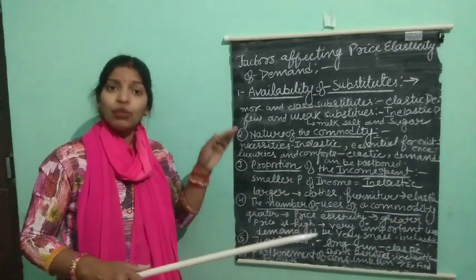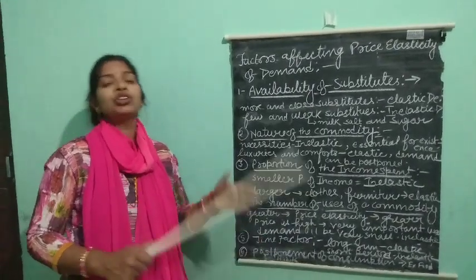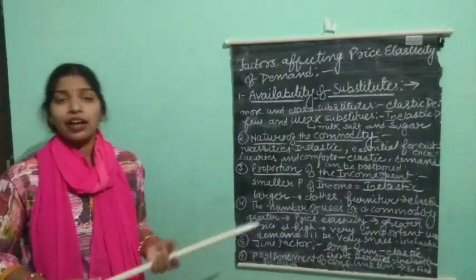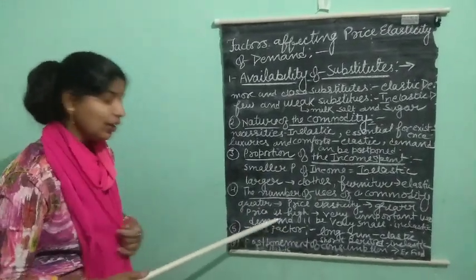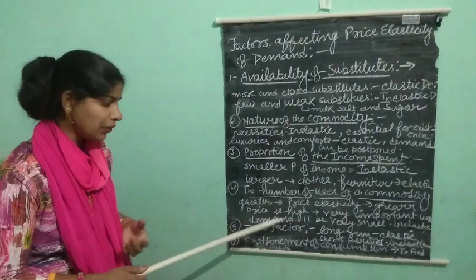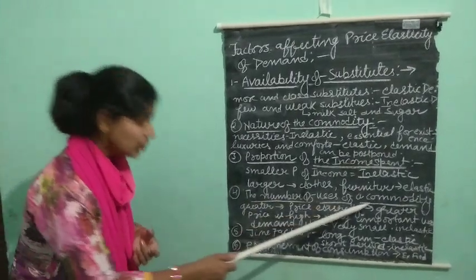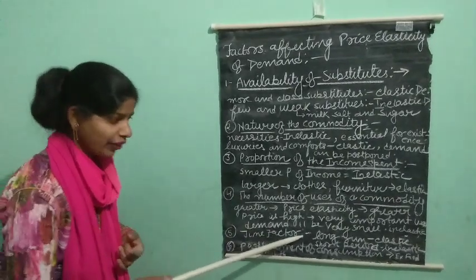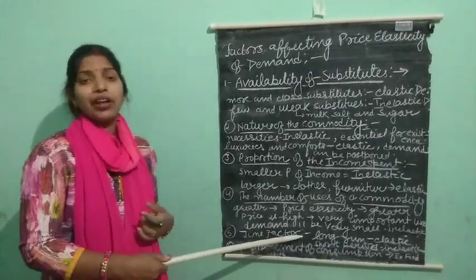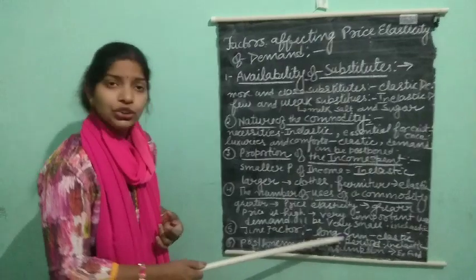And if the price falls, then we shall use it in various ways, such as heating and cooking, in so many ways. So electricity is the best example to explain the number of uses of a commodity. Then the next is the time factor. As all of you know, long run and short run.